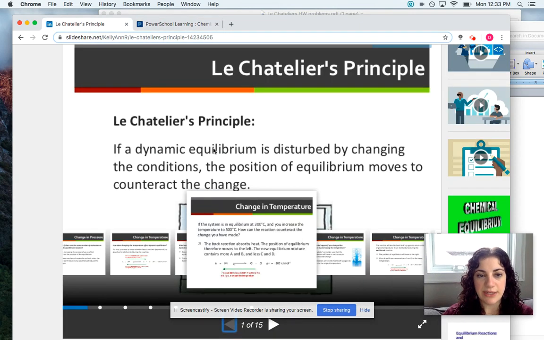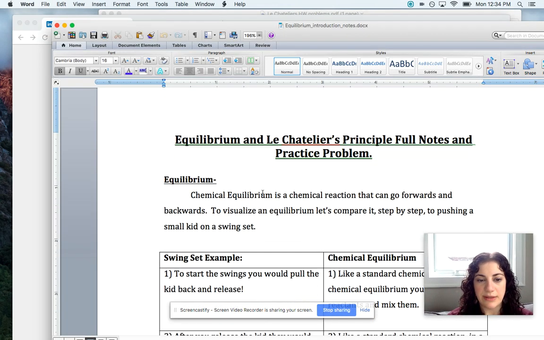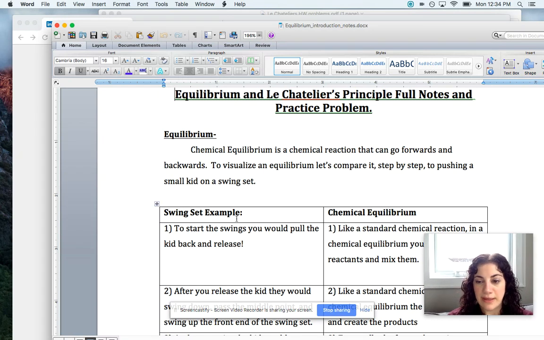Okay, so what is Le Chatelier's principle? Okay, so Le Chatelier's principle basically says that if you have dynamic equilibrium, right, in an equation, you've got equilibrium. But if it's disturbed by changing the conditions, the position of equilibrium moves to counteract the change. What does that mean? Think about a seesaw, right? If one person goes down, then the other one goes up, right? And vice versa. Or in the notes, let's look at the notes. We have the example of a swing set, okay, like a child on a swing set.